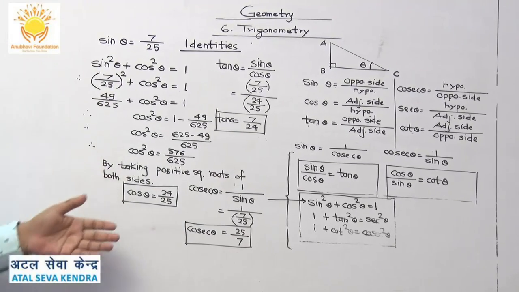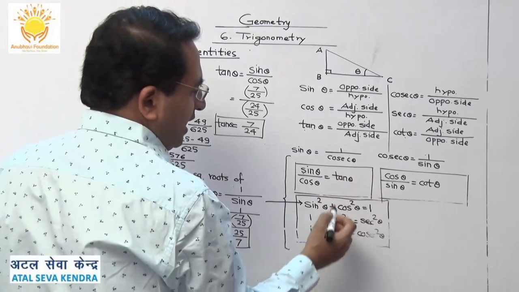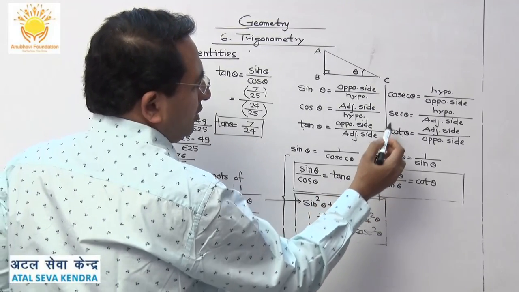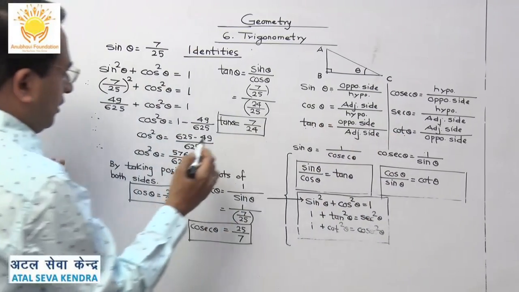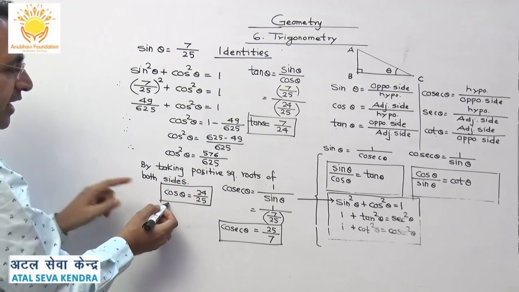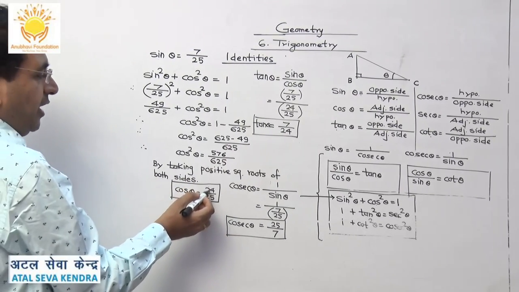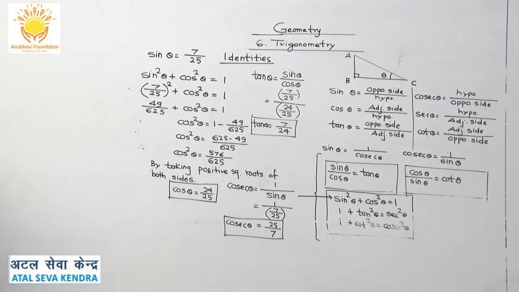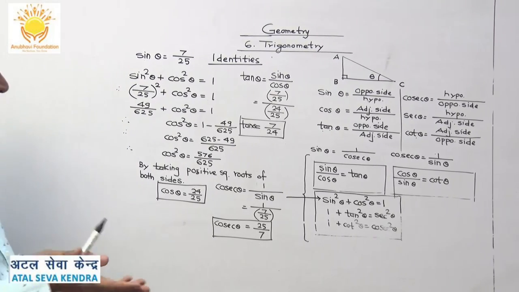And so on. Sec theta we have to write as what? Sec theta is going to be 1 upon cos of theta. So we need to take a reciprocal of that. So the answer is 25 upon 24.